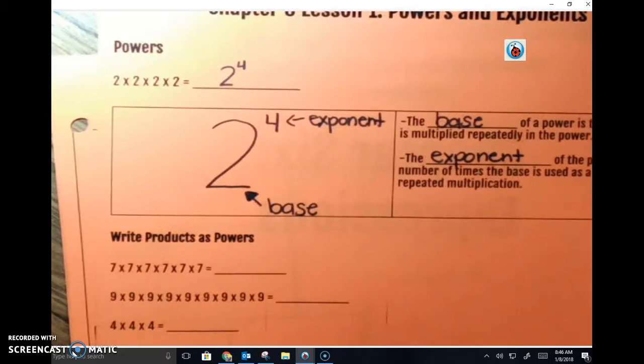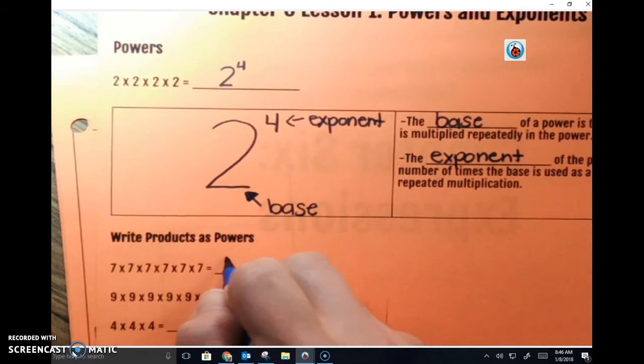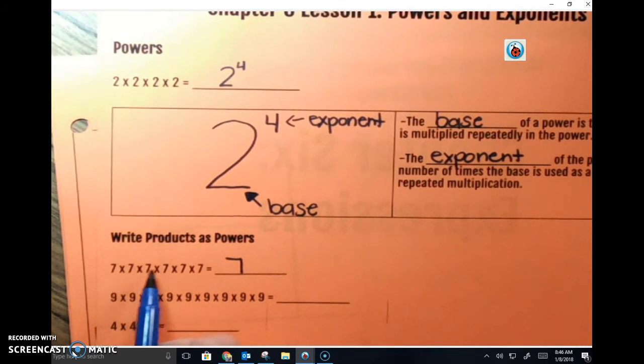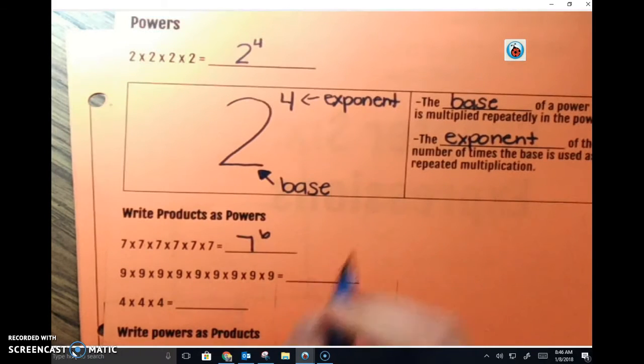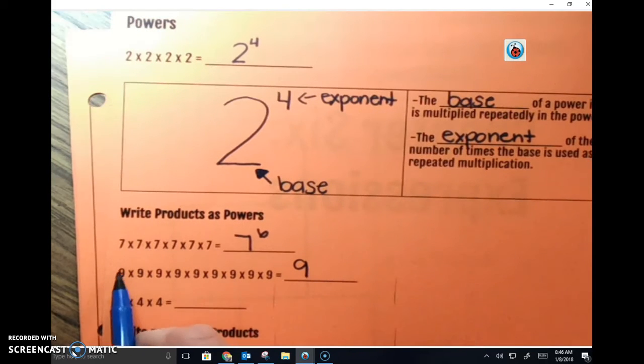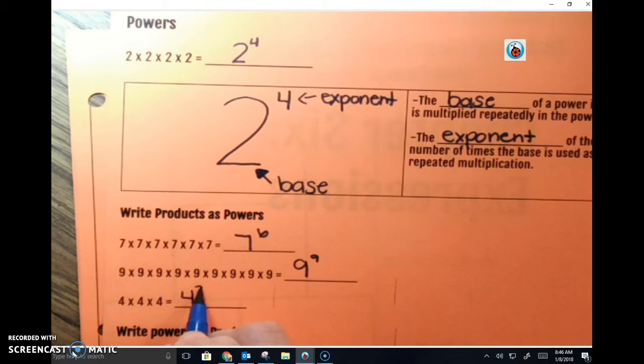So let's do some examples down here. The number is 7, so we're going to write 7. Then we're going to count 1, 2, 3, 4, 5, 6. There's 6 of them. That's all you do. The number here is 9. So write 9. Then we go 1, 2, 3, 4, 5, 6, 7, 8, 9. And then the number is 4, and there's 3 of them. So that's how you write a product as a power.